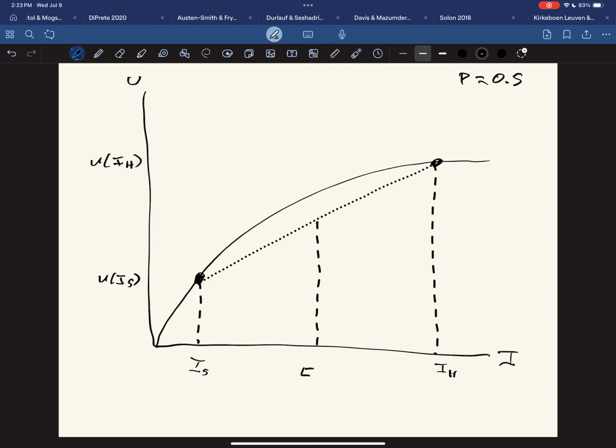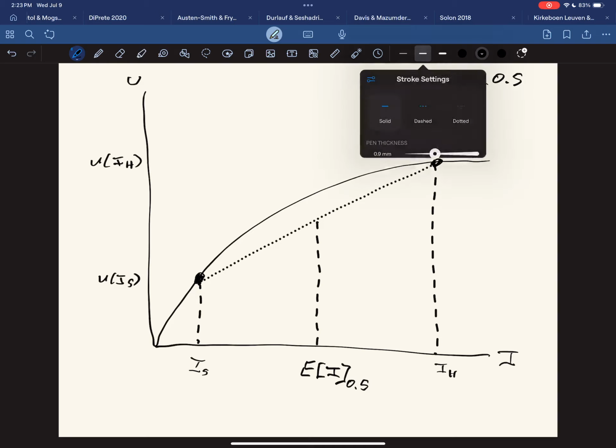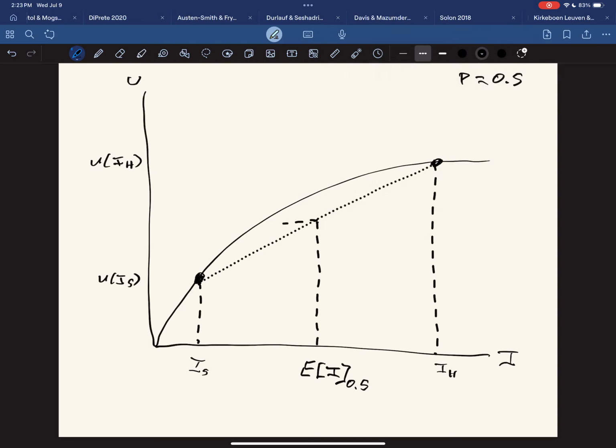The expected value of I when P is 0.5. So the expected value of my utility is, let me draw a dashed line here because this is important, roughly there. So that's the expected utility. No, that's not quite right. Let me make that a little smaller and lower. That's the expected utility of I when P is 0.5, right?